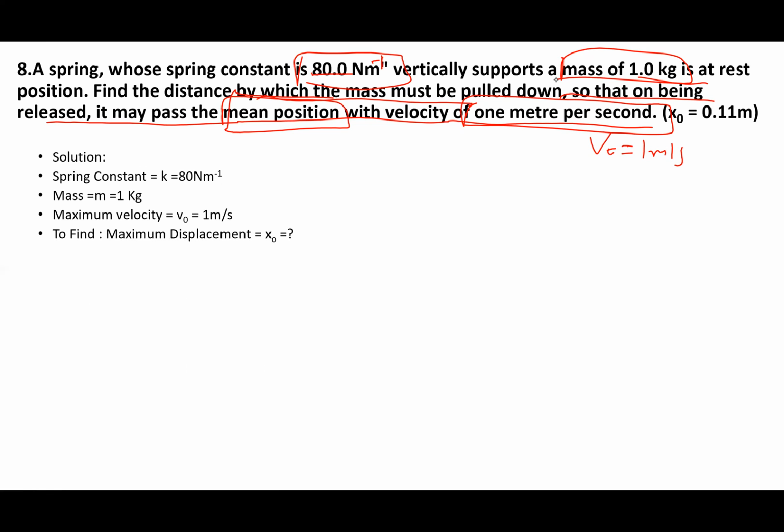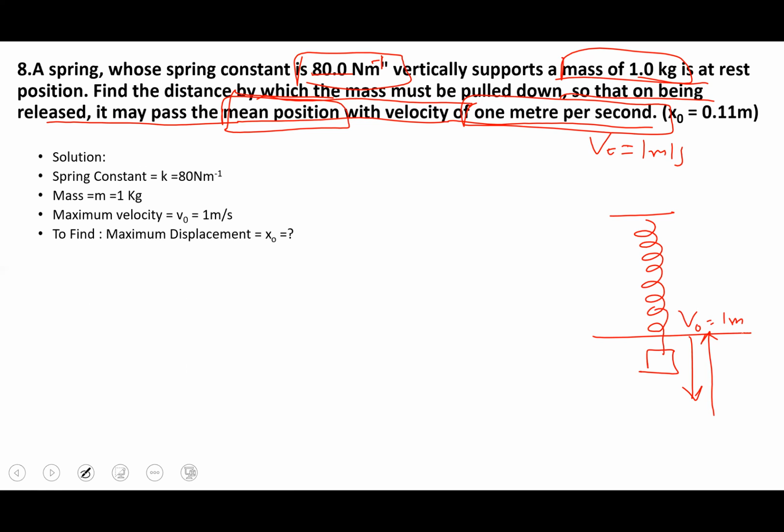Now for this, we have to understand the situation first, that here is the mass attached to a spring system vertically, and we are stretching it so that when it comes back to its mean position, let's say over here, it has a velocity at this position which is 1 meter per second. Now, how much will be the distance in this case, this x naught, which we have to find out.